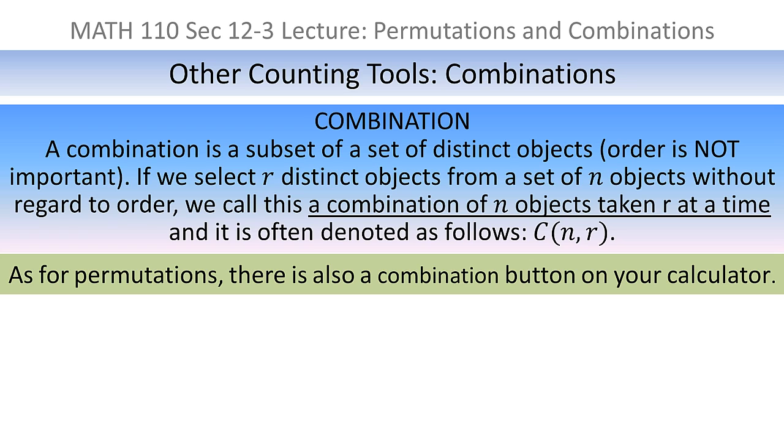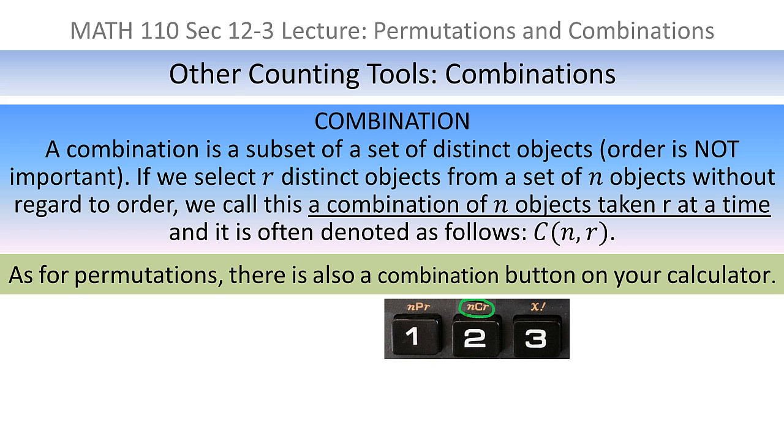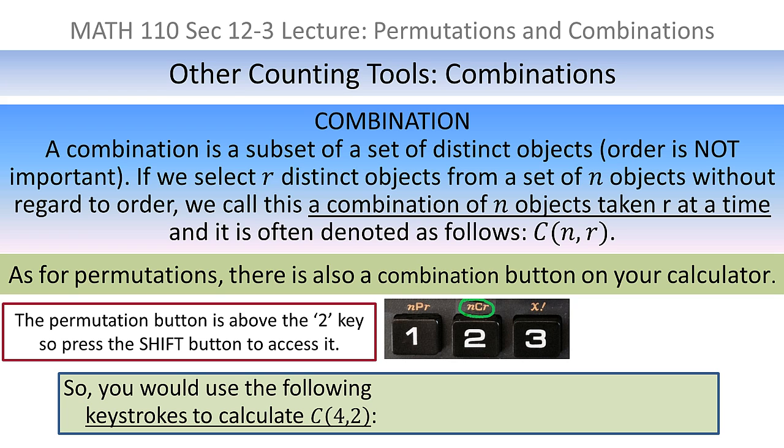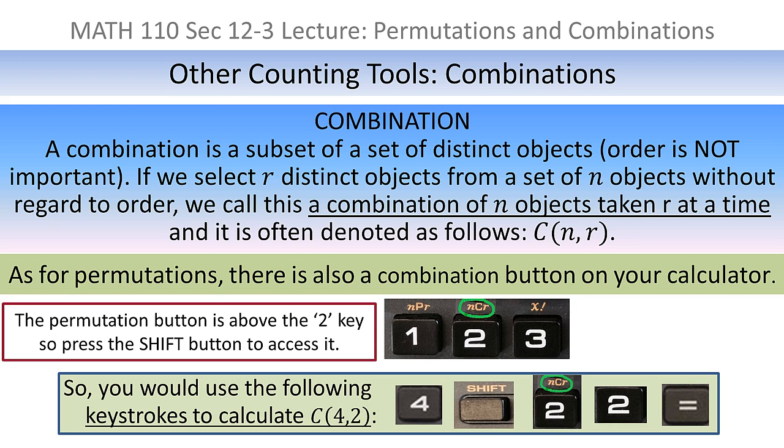And lucky us, we have a combination button or key on your calculator that will do that as well. It's above the number 2. It works just like the permutation button, except you do shift 2 to get to it instead of shift 1. So if you wanted to calculate a combination of 4 objects taken 2 at a time, you would do exactly as you did for a permutation, except that the shift 1 would change to a shift 2. So you'd put in the 4, then you'd do shift 2, then you'd put in the 2, and then equal. And what you come out with is 6. So follow along, try that yourself, and make sure you get 6.